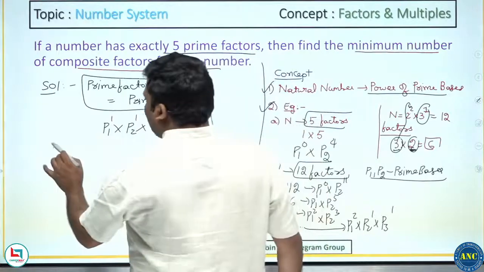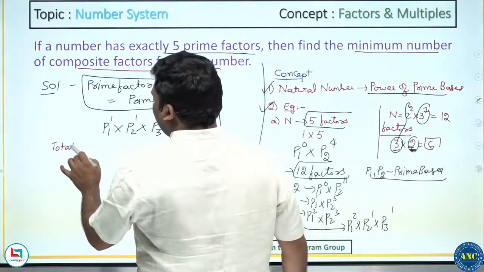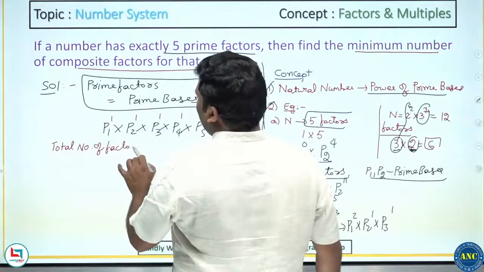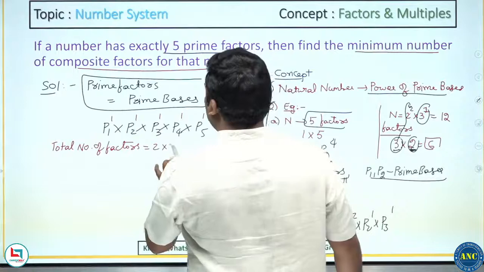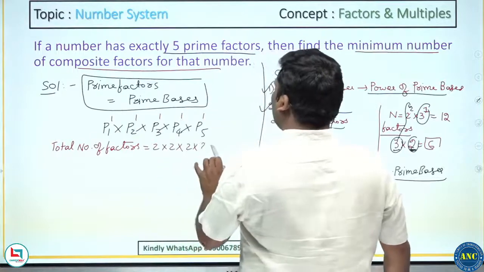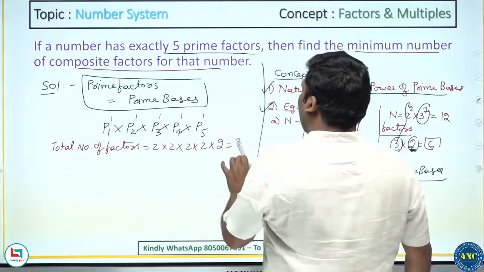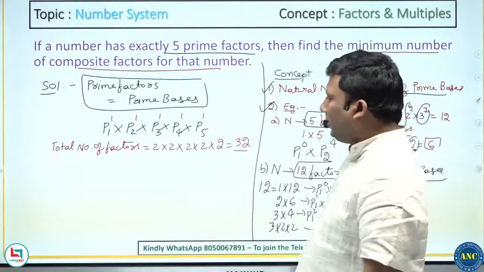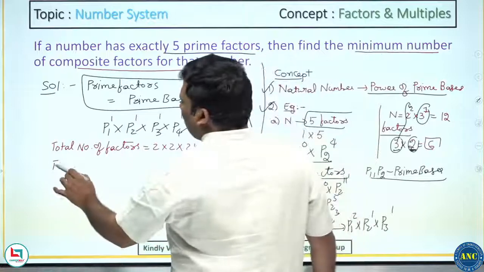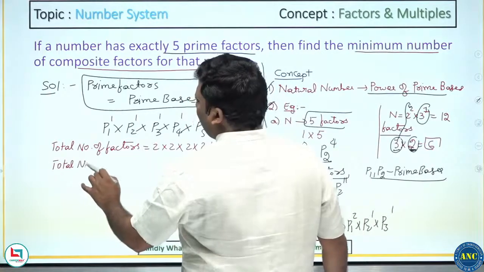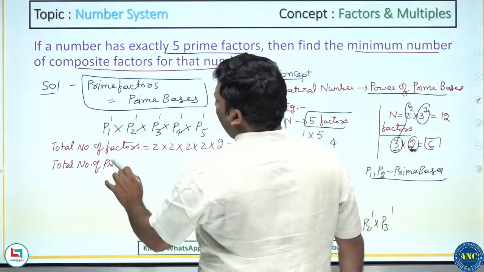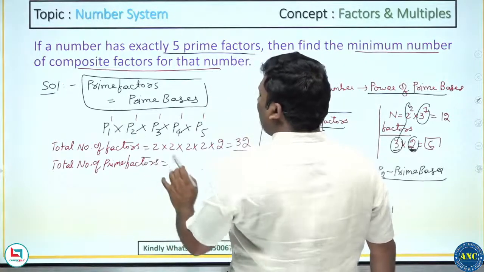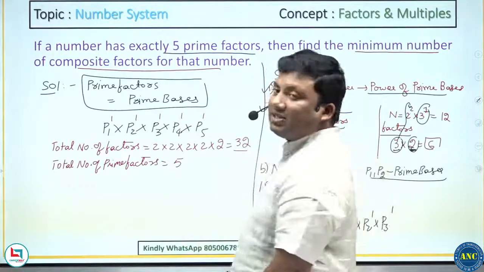Now, what will be the total number of factors for this number? The total number of factors will be 0 to 1, it is 2, for each of the five bases. Answer is 32. Total number of factors will be 32. In that, how many prime factors are given in the question? The prime factors are given as the total number of prime bases, which is 5.